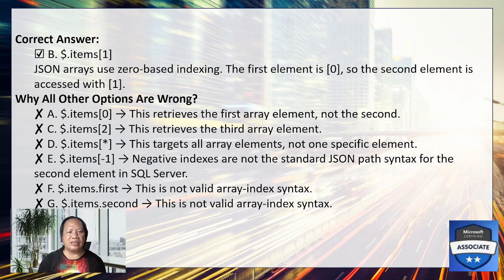JSON arrays use zero-based indexing, so the first element is 0 and the second element is 1. So [0], [2], asterisk, and -1 are all wrong. Items.first is not valid array index syntax, and items.second is also not valid array index syntax.